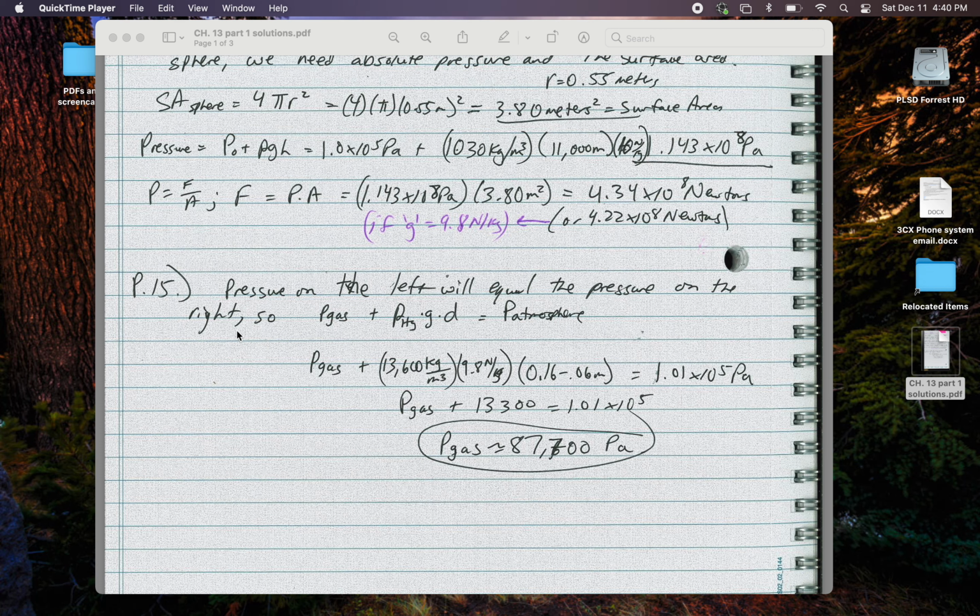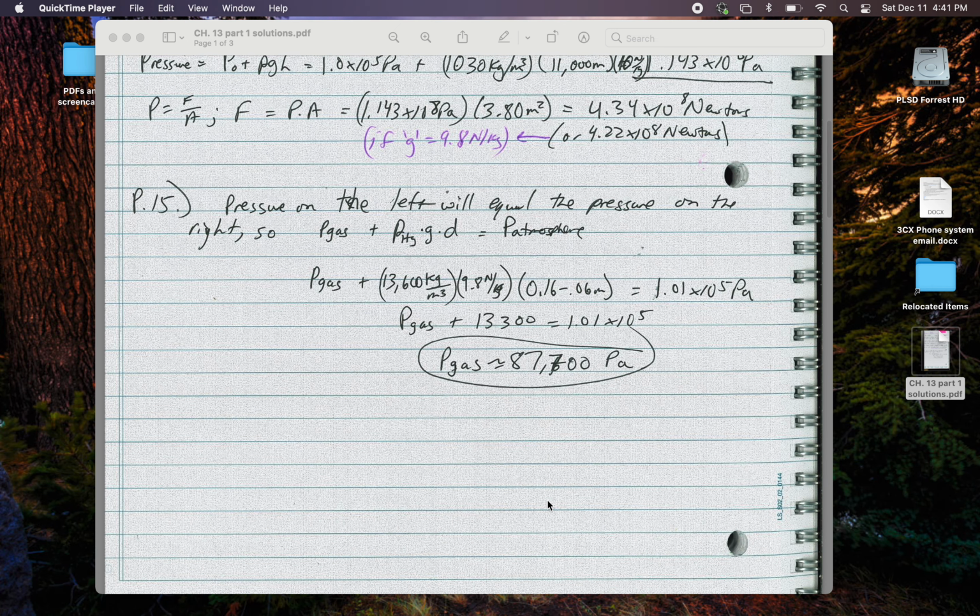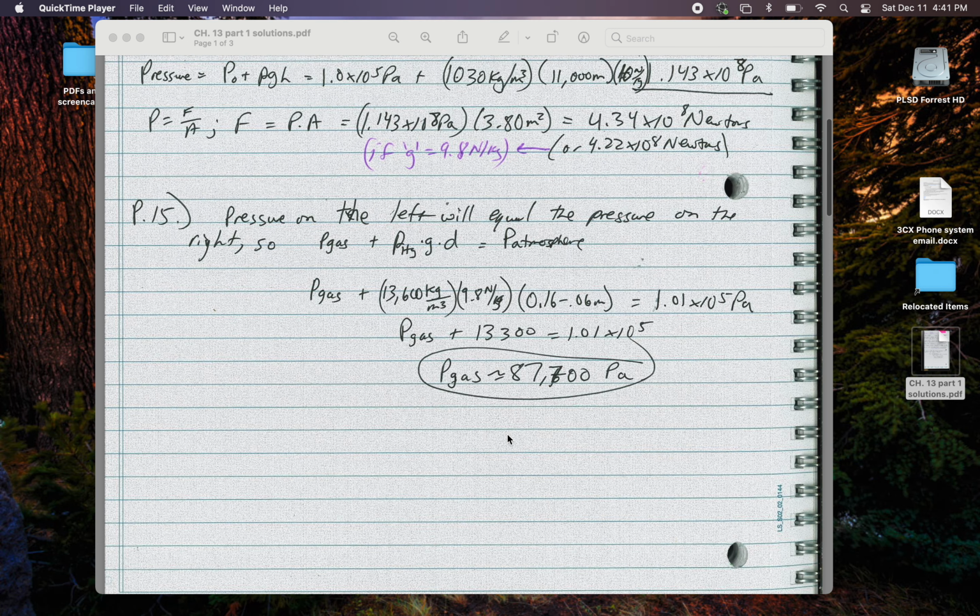For problem 15, you had a U-shaped tube. I should have drawn this, and then it basically had a gas. It was asking about the pressure in the gas. So on the left side, the tube was 10 centimeters taller of mercury, and the density of mercury was given in a table earlier in the chapter as 13,600 kilograms per cubic meter. I used 9.8 newtons per kilogram here. 10 extra centimeters on the left. Well, that pressure plus the pressure of the gas would equal the atmospheric pressure on the right. So that ends up being around 88,000 pascals, 88 kilopascals of pressure in the gas.